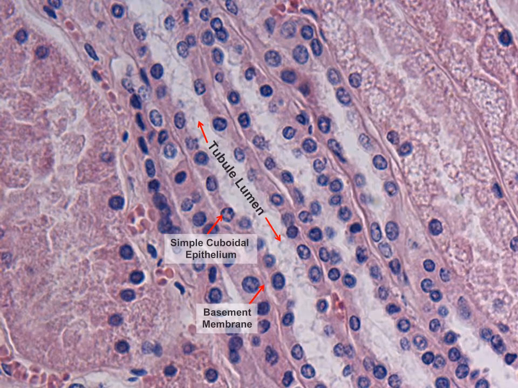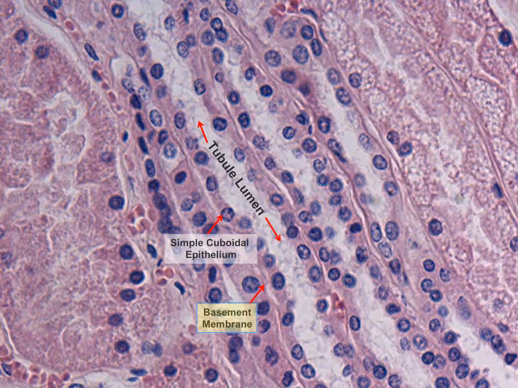Okay, here's another example of a simple cuboidal epithelium. Again, this one's probably from the kidneys. So what you can see that I've labeled here is the tubule lumen. You can see that there are three or four tubules that are traveling from the top of the screen to the bottom of the screen, and that the open space in those tubules is called the lumen. And lining that lumen, we have a single layer of cuboidal epithelia, so we call that a simple cuboidal epithelium, and then that's sitting on a basement membrane.